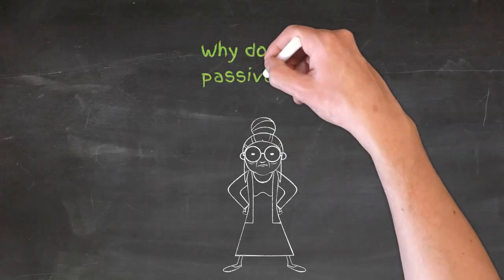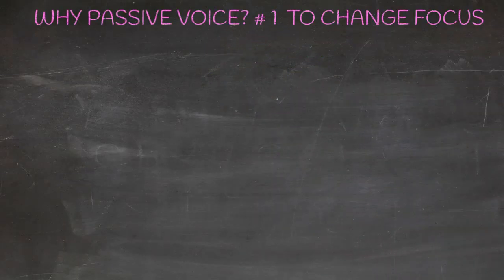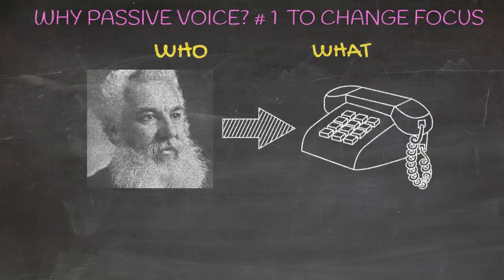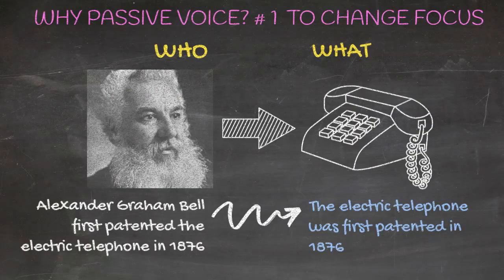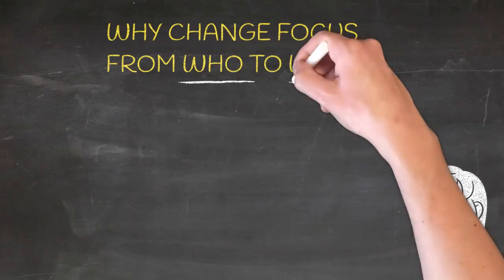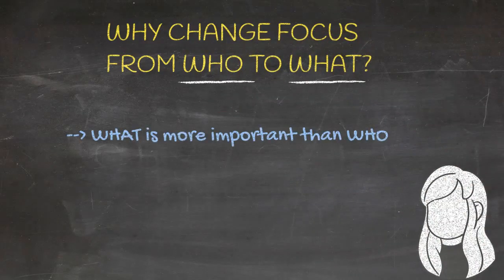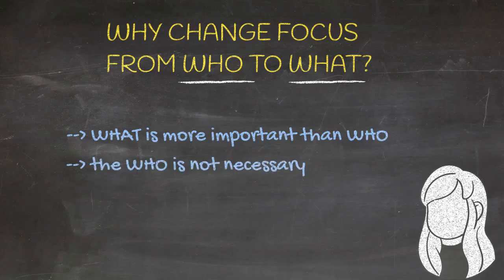Let's look at the 4 different reasons we use the passive voice. First is to change the focus from who to what. So in this example, we move the focus from Alexander Graham Bell to the electric telephone. But why? Why change the focus from who to what?